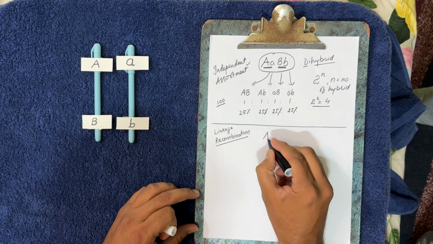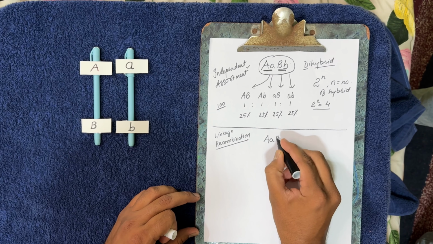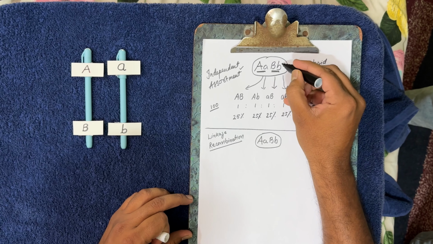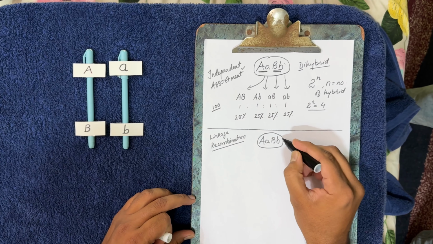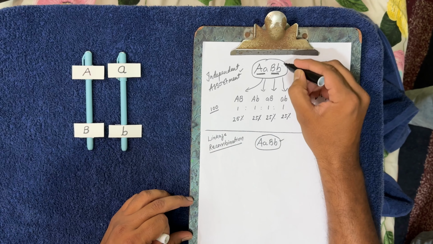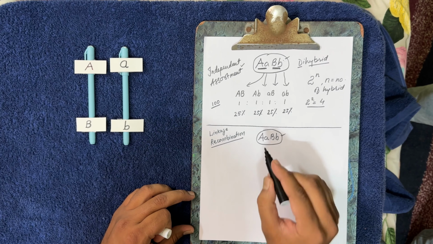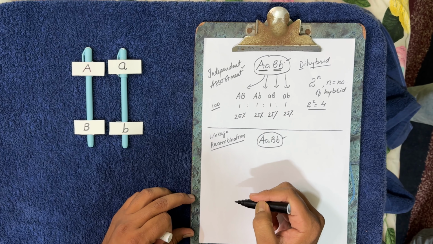The drawback of writing like this is you cannot know whether they are on the same chromosome. If they are on the same chromosome, you will be writing like this. If they are on different chromosomes, still you will be writing like this. Anyway, let us come to the concept of linkage and recombination.